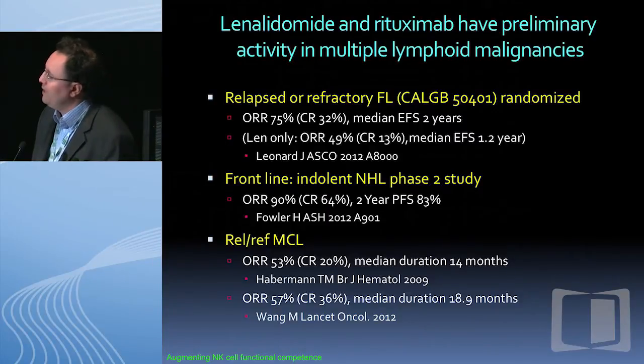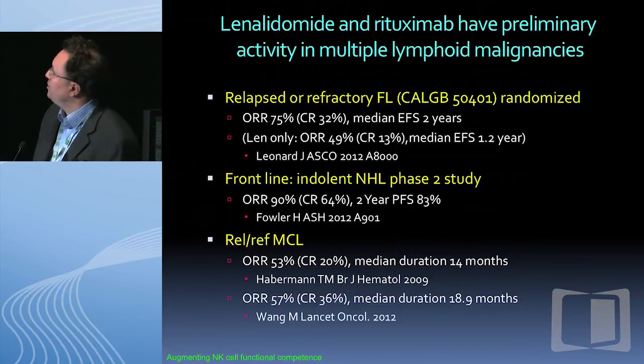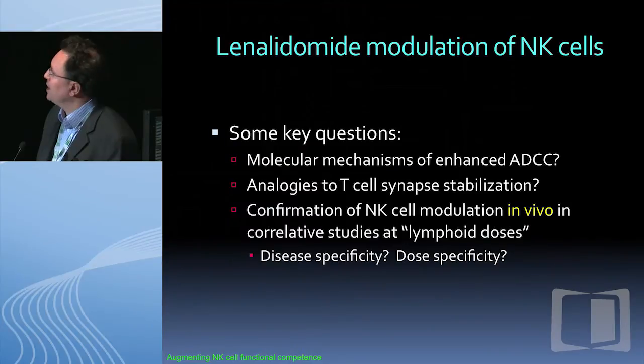Lenalidomide and rituximab have been combined already in a number of different clinical studies, and I'm highlighting a few of them here. They have promising preliminary clinical results, and it will really be interesting to see what the NK cell correlative studies show as far as the ability of lenalidomide to augment the numbers and function as had been observed in that pediatric oncology study. I think there's still a lot of questions about this class of drugs and how it works on NK cells. What's the molecular mechanism of enhanced ADCC?